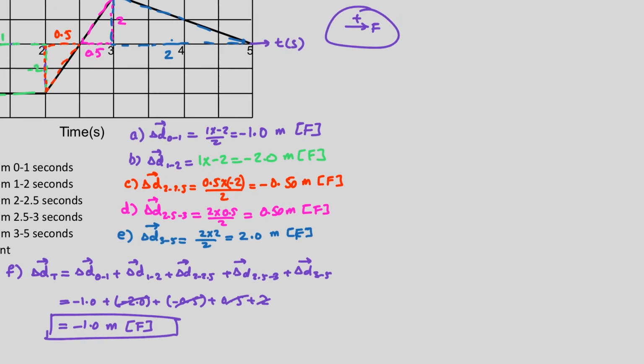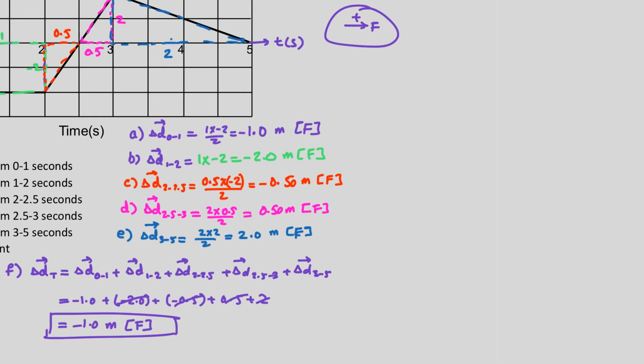Okay, let's shift everything to this side so we have a little bit more space to work on our very last part of the question, which is G, and that's the total distance. And the total distance is the distance from 0 to 1 traveled plus the distance from 1 to 2 plus the distance from 2 to 2.5 plus distance 2.5 to 3 plus the distance from 3 to 5.